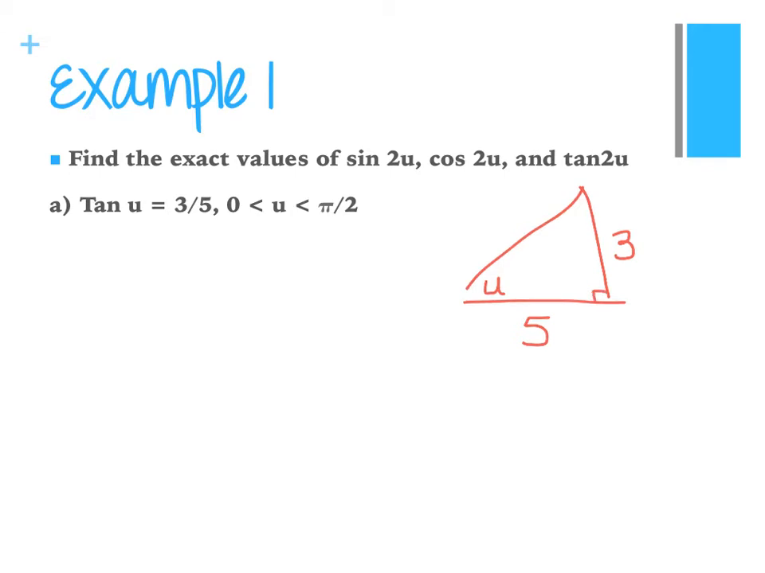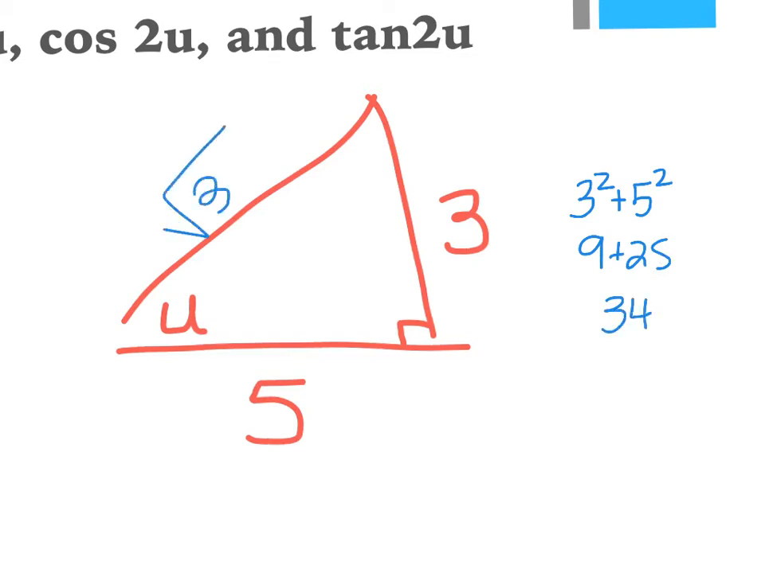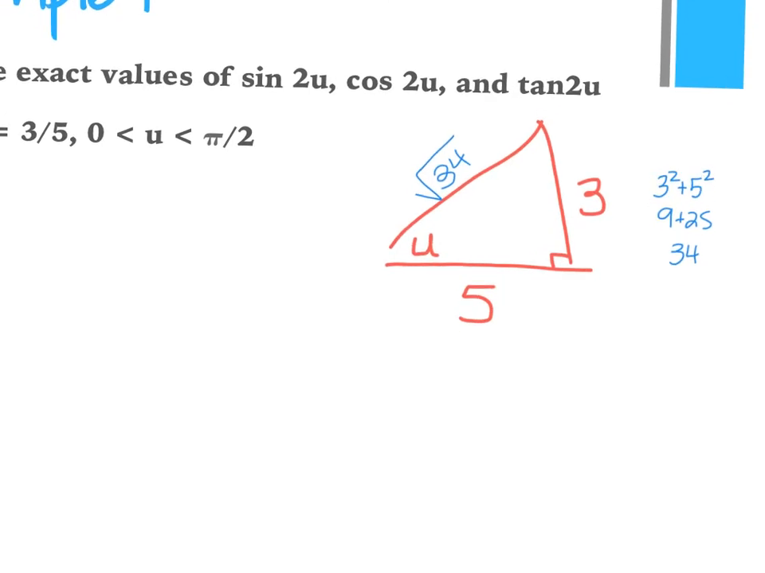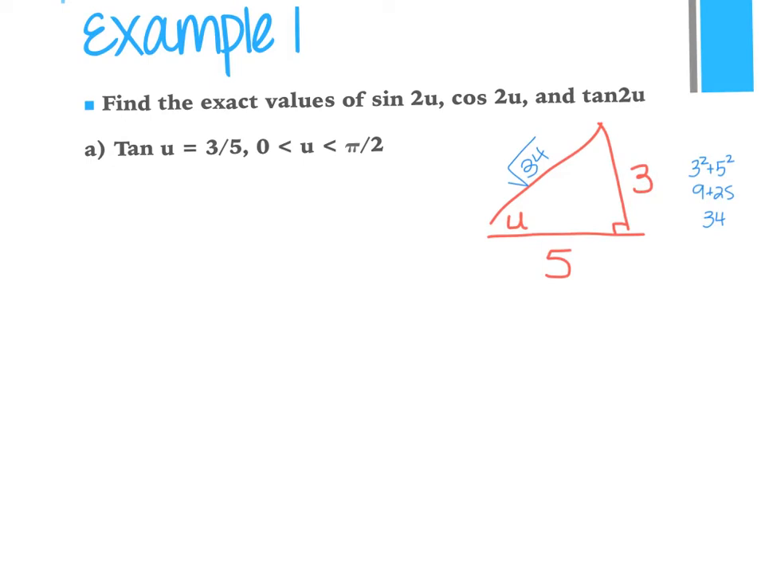Is that a triple? Careful. It's not, right? Because that's not on your hypotenuse. The 5 would have to be on your hypotenuse. So I would do 3 squared plus 5 squared or 9 plus 25, which is 34. And this is the square root of 34. Second piece of information they give you is that u is in between 0 and pi over 2. What does that tell you? They're all positive because it's in the first quadrant. Does everybody agree with that? Yeah? Okay. Now, I've got my triangle. I've got the signs. Now I go to the formulas.